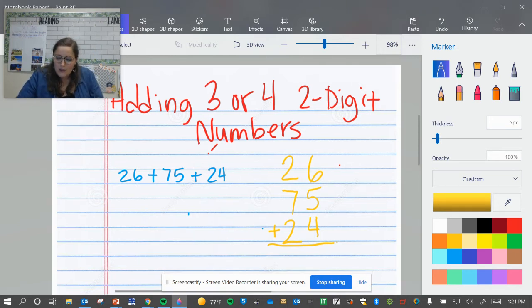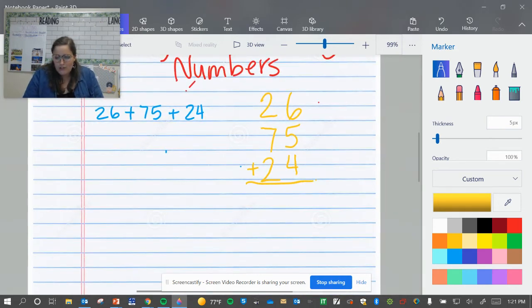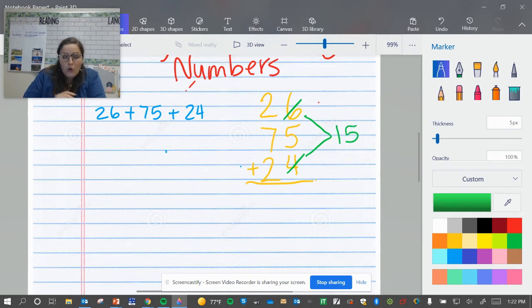So if I'm adding these 3 numbers, I'm still going to do the same strategy. I'm going to add all my ones together, applying the strategy that we talked about, where you try to find numbers that make 10. In these 3 numbers, do you see numbers that make 10? I see 6 and 4. So I'm going to add 6 and 4 together and get 10. I'm going to cross them off because I already added them. Plus 5 more would be 15. So 15 total ones.